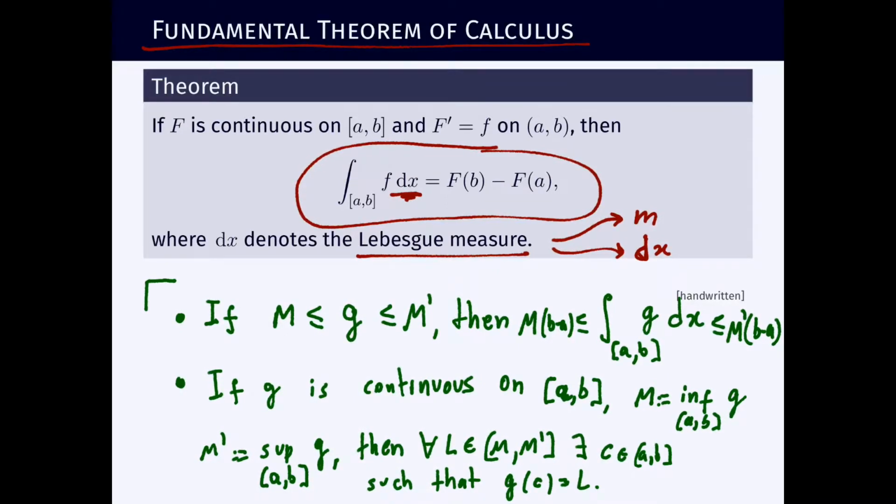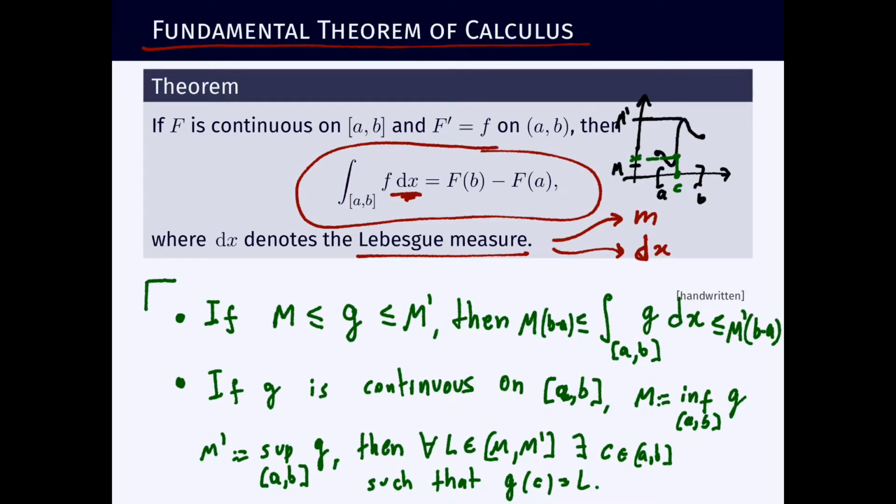Let's make a picture of what is being said here just to be clear. We have an interval [a, b], a closed interval. g is a continuous function. And if we look at the graph of g, then g takes a maximum value, a minimum value, and for every value between the maximum and the minimum, there will be at least one point c where g takes that value.